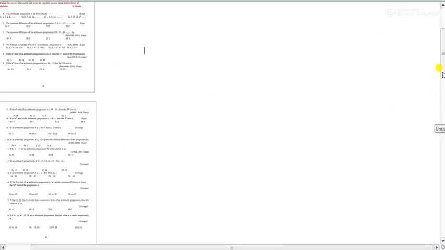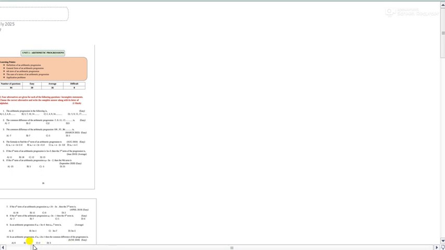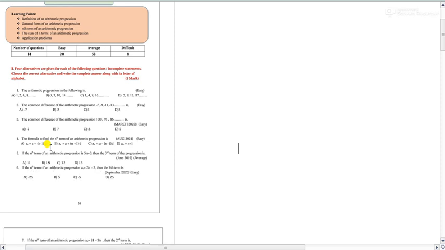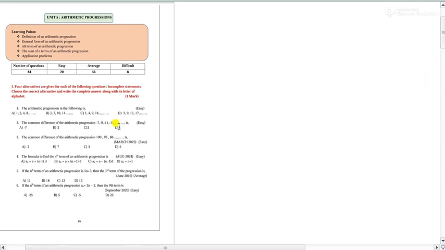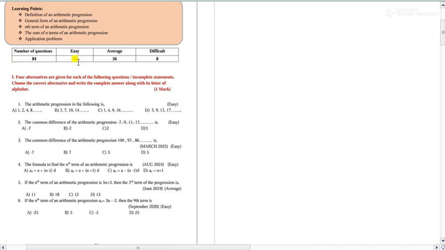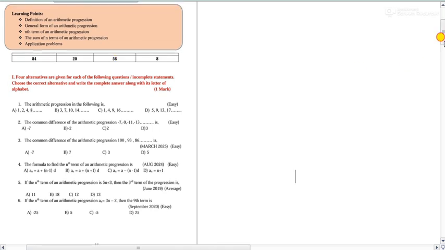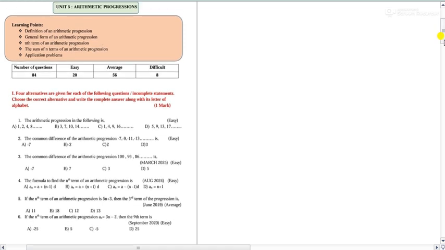This is like AP. Okay, can you see the screen? Yeah, so this is questions based on AP. It has totally 84 questions, 20 easy, 56 average, and 8 difficult questions. So this is just for practice, but you can practice only if you know the basics properly. That's why I'm teaching you the basics of the lesson first, as well as solving some problems related to it which have been asked in the last exams. If you know them, these questions are very easy, you can solve them easily.